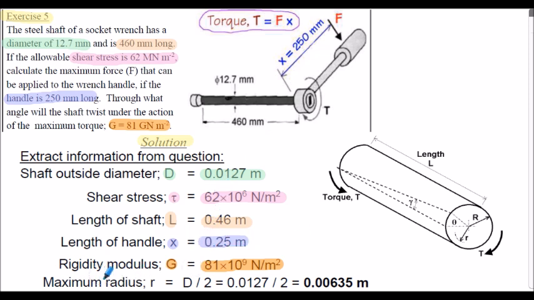I've calculated the maximum radius for our formula. That will be the outside diameter divided by 2. So in this case, that's 0.00635 meters. Notice that's labelled as capital R in our diagram here.